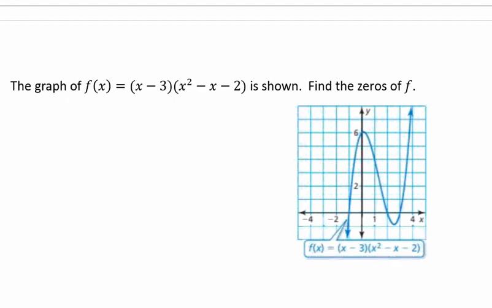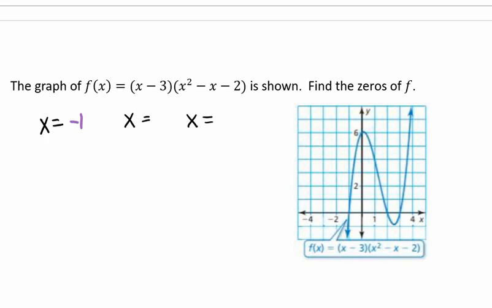Let's look at an example here. We have a graph of f of x equals x minus 3 times the quantity x squared minus x minus 2. So in this case, it's not necessarily a quadratic equation. Notice that it's got a cubic look to it. And we want to find the zeros of this graph. So how do I know how many zeros there are? Well, how many times does it cross the x-axis? 3 times. So I'm going to have 3 different zeros.